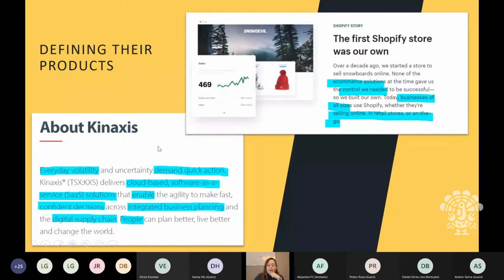They are very specific on what their product does, what the value proposition is, that it is cloud-based, that you can make fast decisions, and it's targeted for the people, right? Like people can plan better. So they're saying this is not only for big companies, this is also for people that have a supply chain solution. They can integrate this into other solutions. So as you can see here, these two companies are Canadian, and they are very succinct, very on target with what the value or the product proposition is.